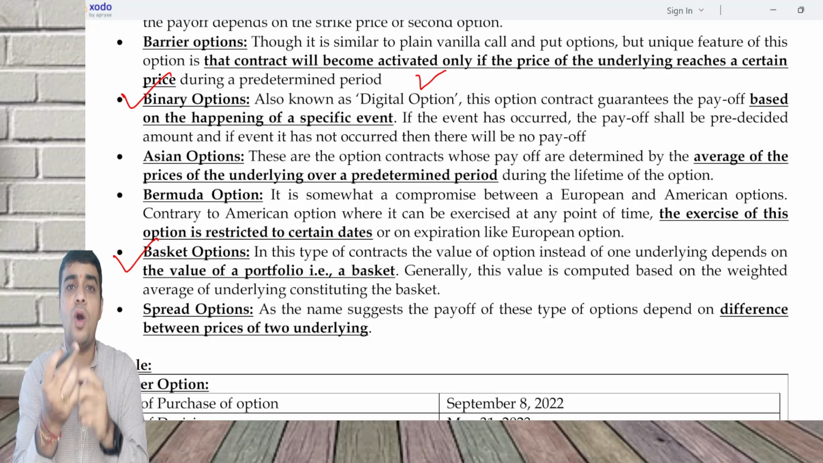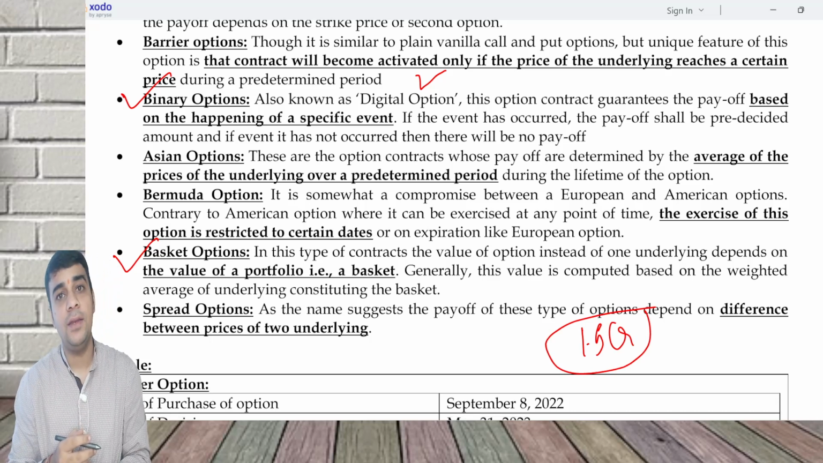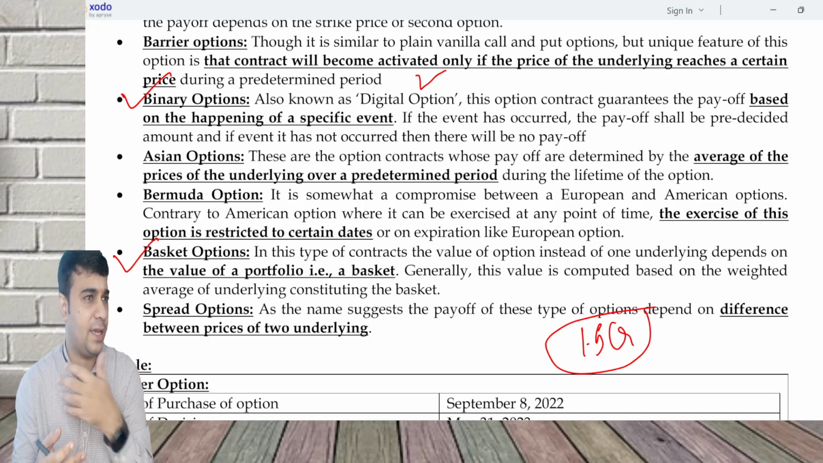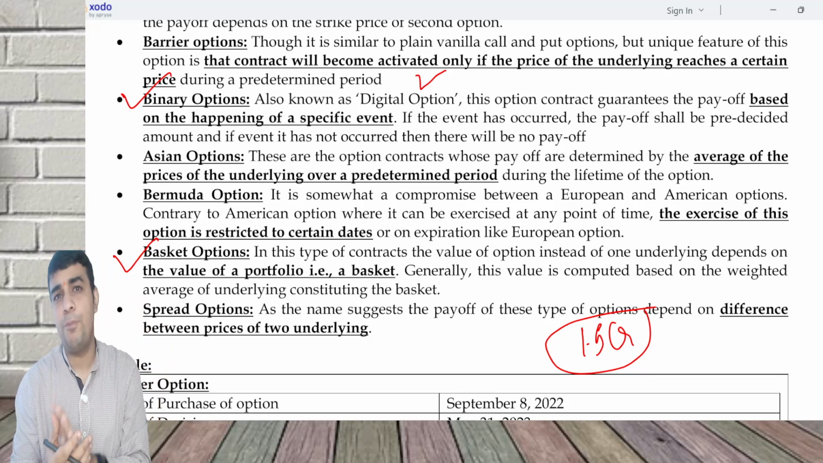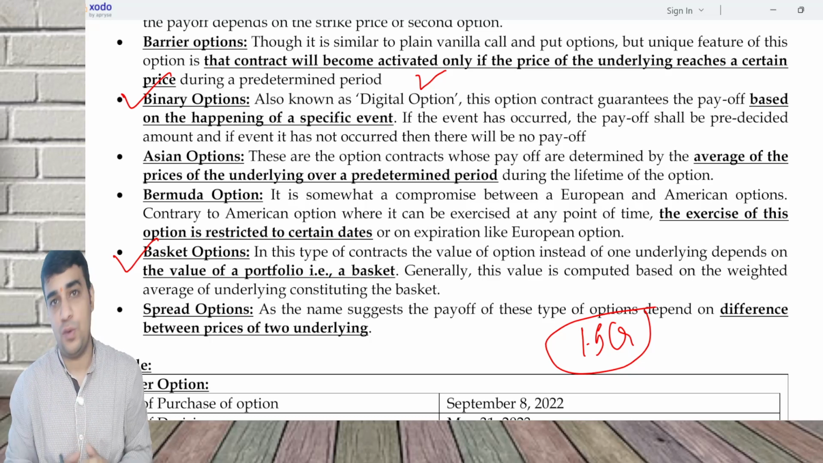Let's assume today's value of all this is 1.5 crores. Your portfolio, which comprises TCS, Infosys, maybe Tata Motors, SBI, multiple companies, is worth 1.5 crore. Now you don't want this to go below 1.4 crore.